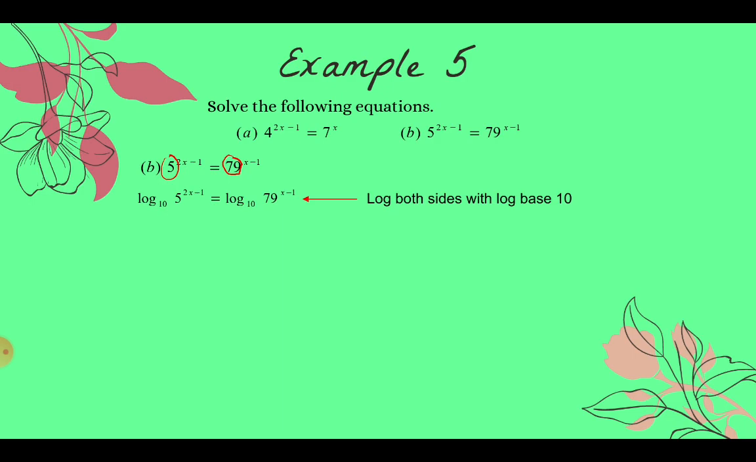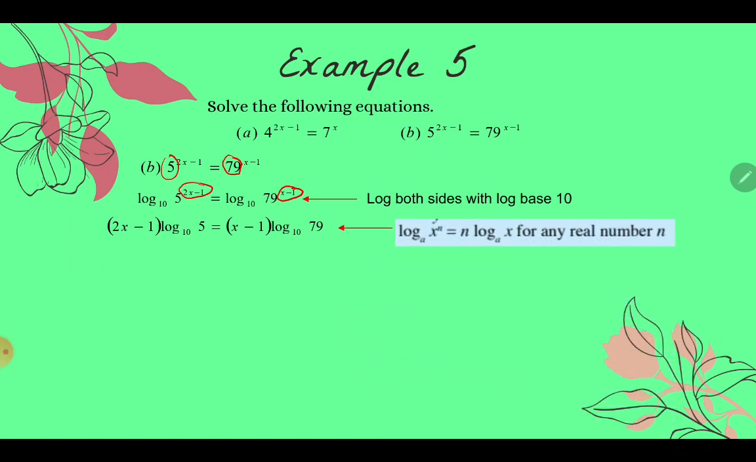So, we will have log 5 to the power of 2x minus 1 base 10 equals to log 79 to the power of x minus 1 base 10. Okay, so again we see, oh, this is power. So, we need to apply the power law. The next step, find the value of log 5 and log 79. And then the same thing, expand.